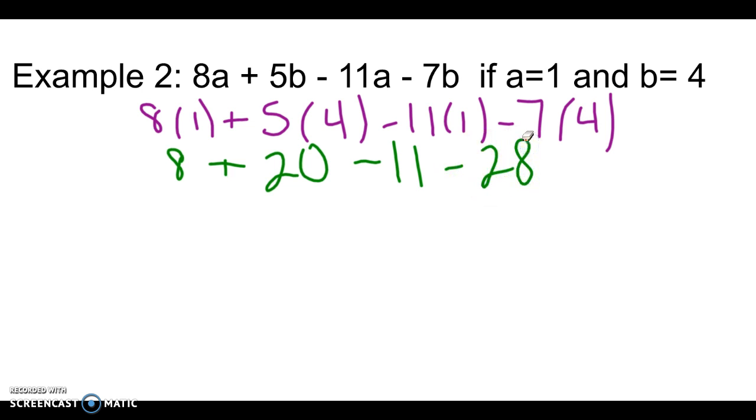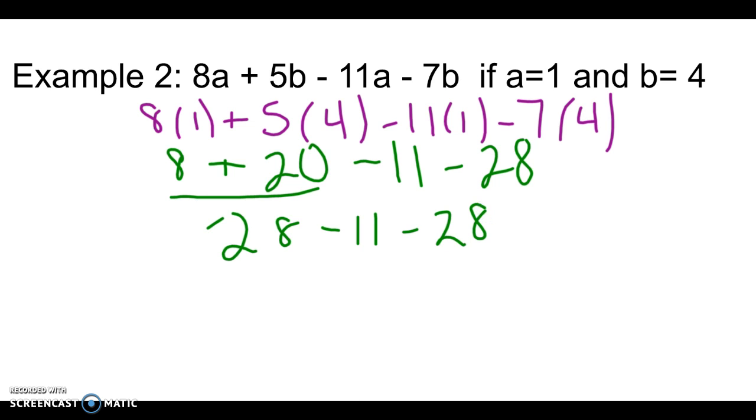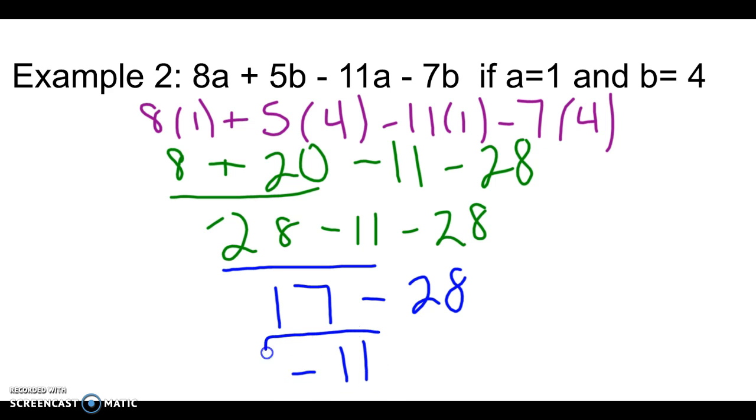All right, so 8 plus 20 equals 28, minus 11 minus 28. 28 minus 11, so we're using our PEMDAS right now. I'm moving through my problem left to right. So 28 minus 11 is 17. Bring down our minus 28, and we complete that part of our problem, 17 minus 28, and we get a negative 11 as our final answer.